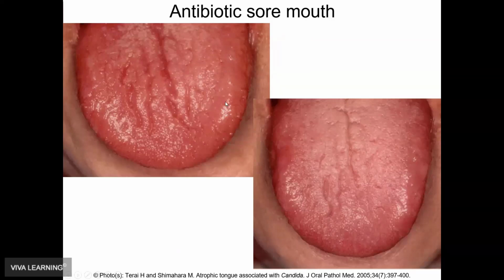Antibiotic sore mouth. This looks just like a xerostomia patient, and this is before and after treatment.